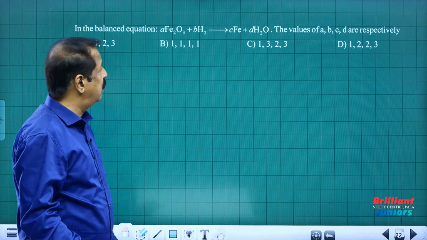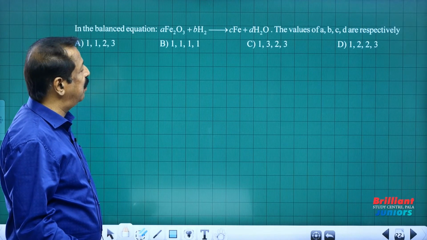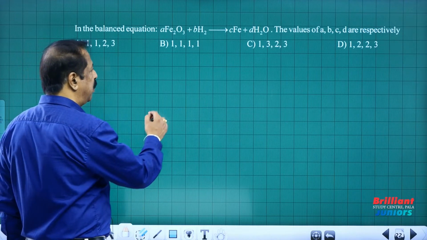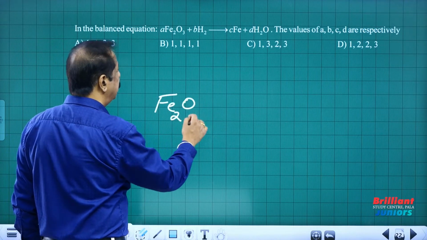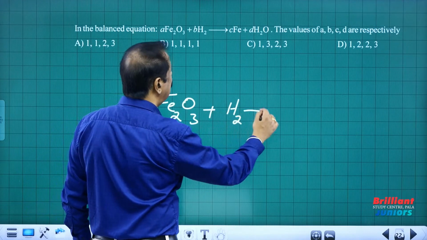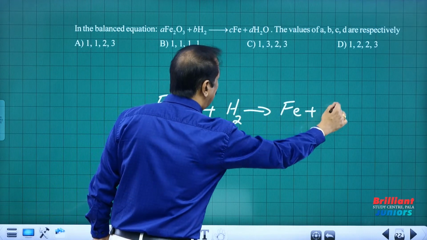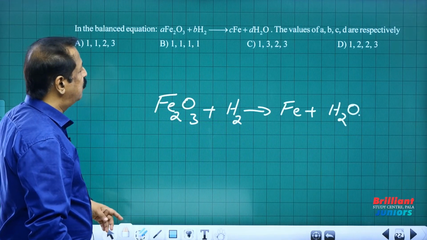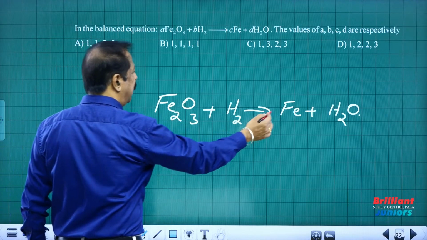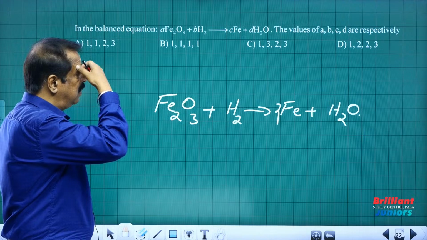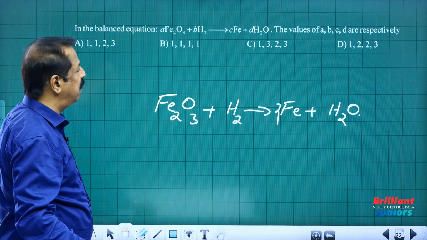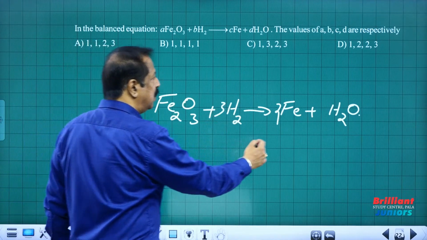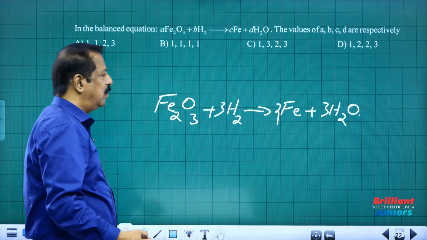And the next one is Fe2O3 plus hydrogen giving Fe plus H2O. The values of a, b, c, d are required, so we are going to balance the equation. Fe2O3 plus hydrogen, the product is Fe plus H2O. Here we have 2 Fe, so we put 2 Fe on the right. Then hydrogen we have 2 and there 2. Here oxygen is 3, so we have to put 3 H2, then here we have 3 H2O.